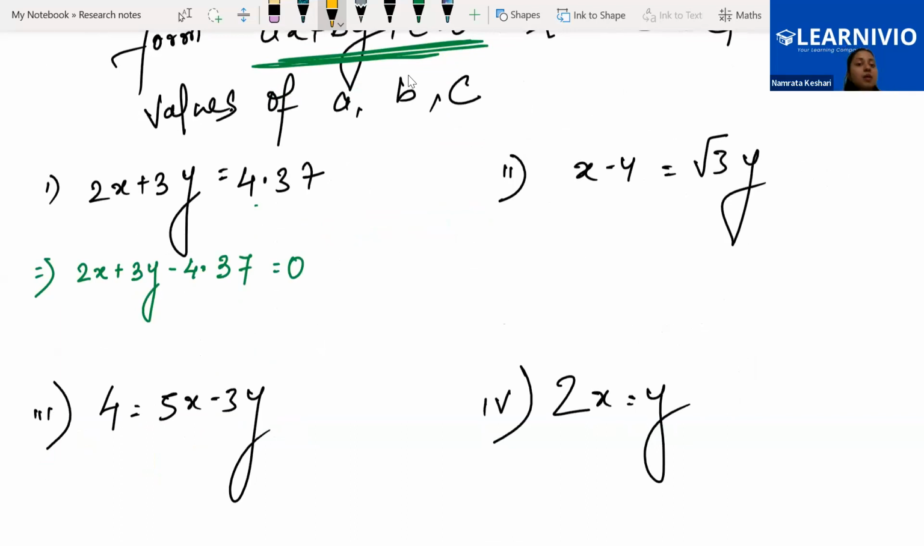Now can you tell me what is a, what is b and what is c? a is 2, the x coefficient is a. b is 3. c is 4.37. b is positive 3, and c is 4.37, plus or minus? Negative. Minus 4.37.